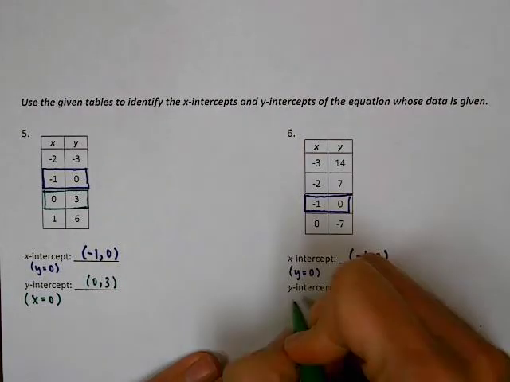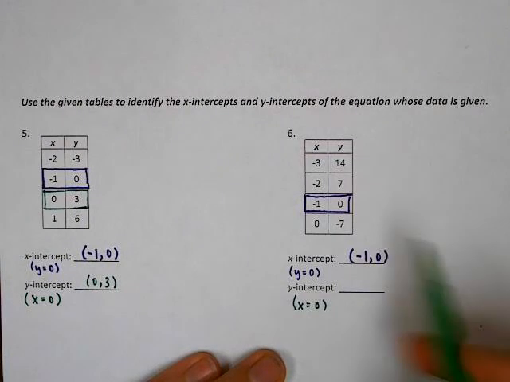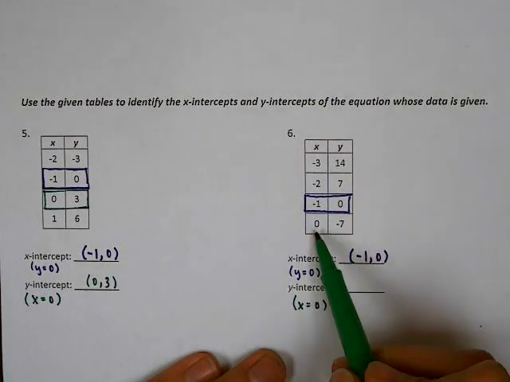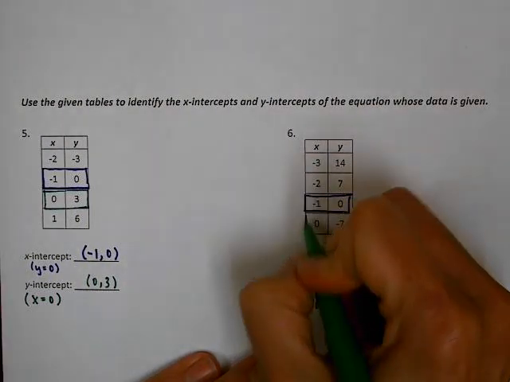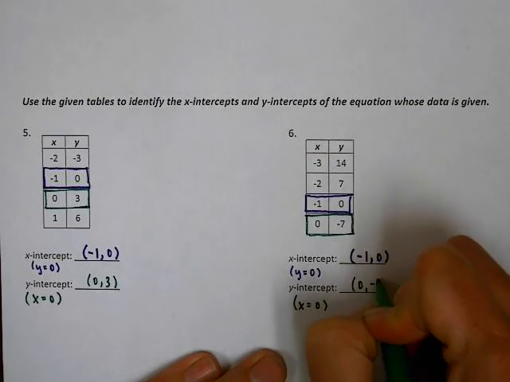My y-intercept is the place where x is equal to 0. So now I look in the table, find where x is 0, and that gives me my ordered pair of the y-intercept. In this case, it's 0, -7.